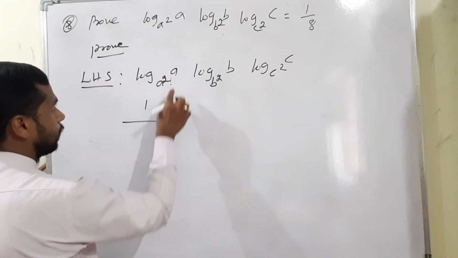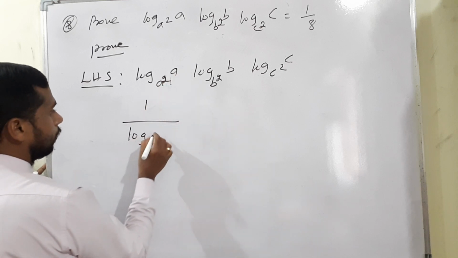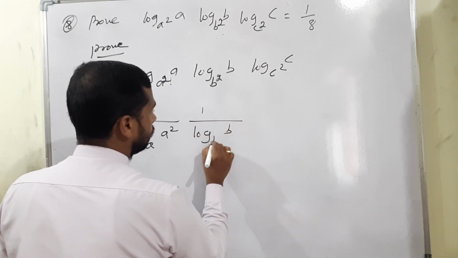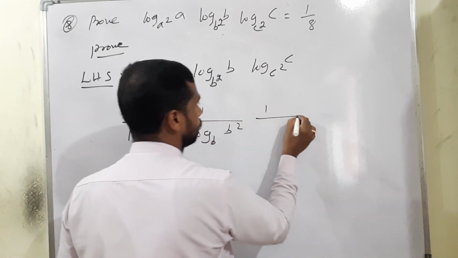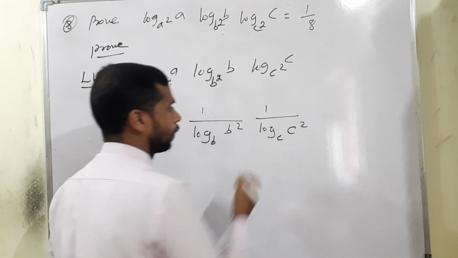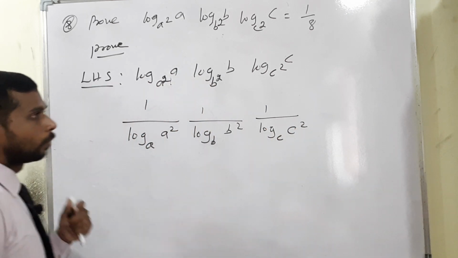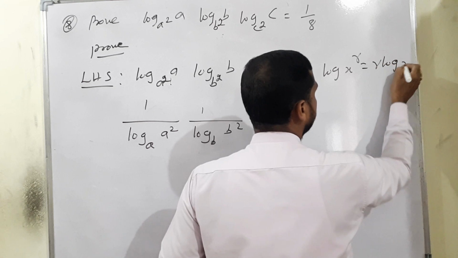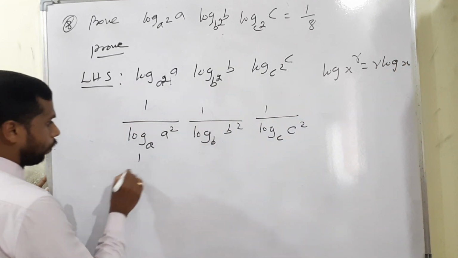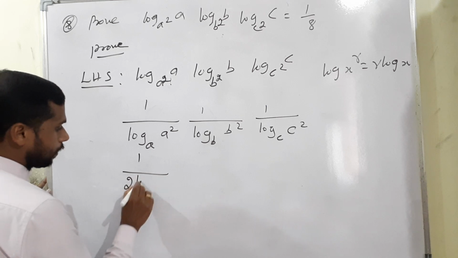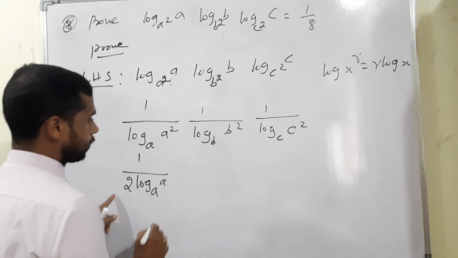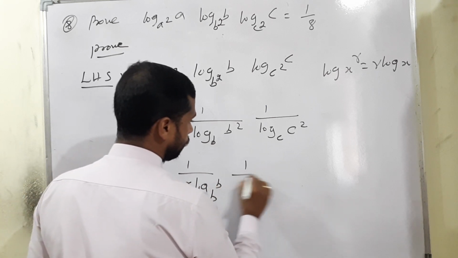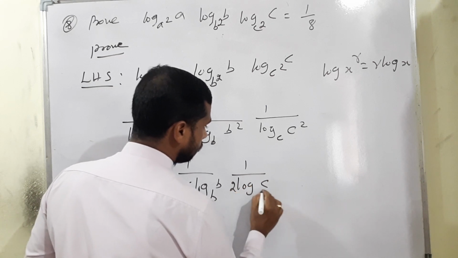So reciprocal means a and a square interchange. What will happen? Log a square base a into 1 by log b square base b into 1 by log c square base c. So the power rule we already know. What is the power rule? Log x power r means we can write r into log x. Therefore 1 by, the power term brought out front, means 1 by 2 log a base a into 1 by 2 log b base b into 1 by 2 log c base c.